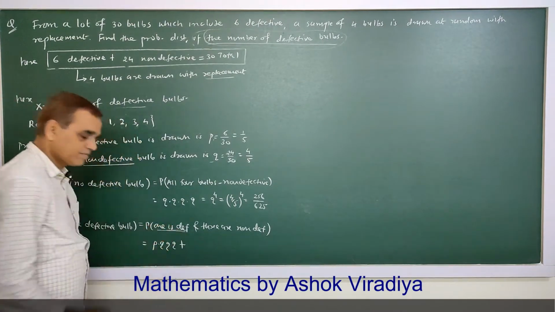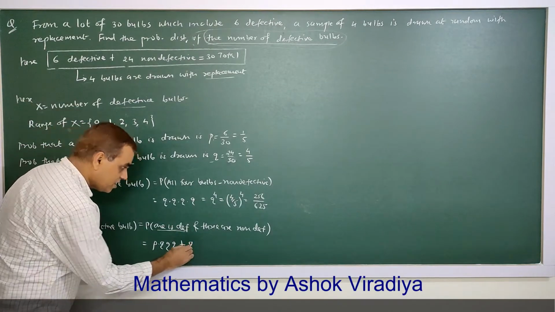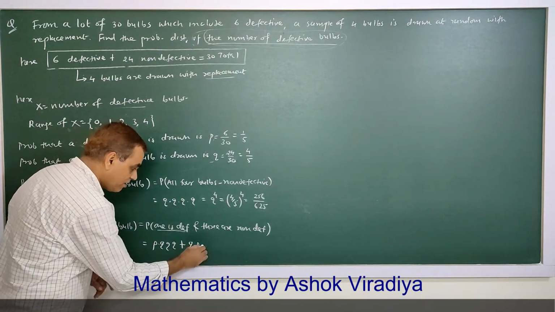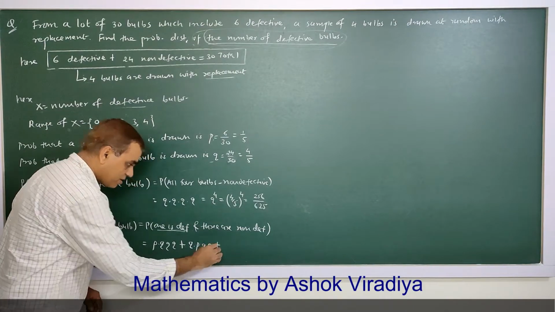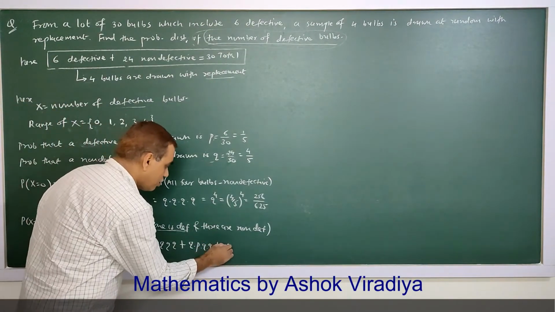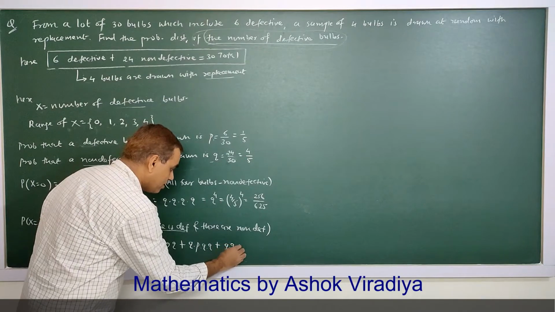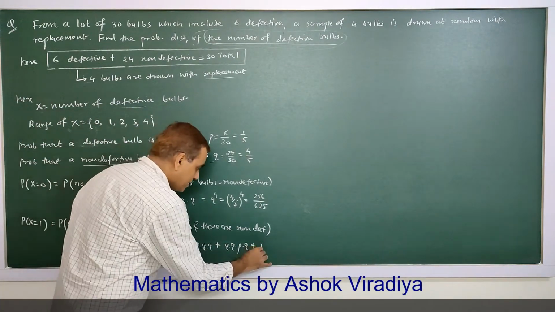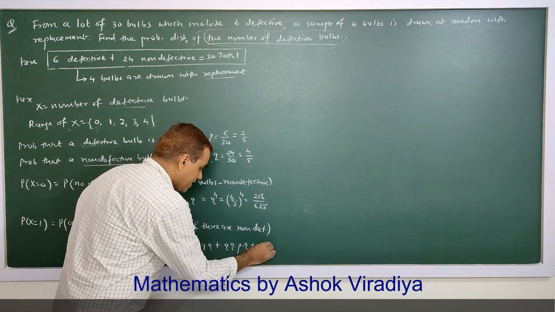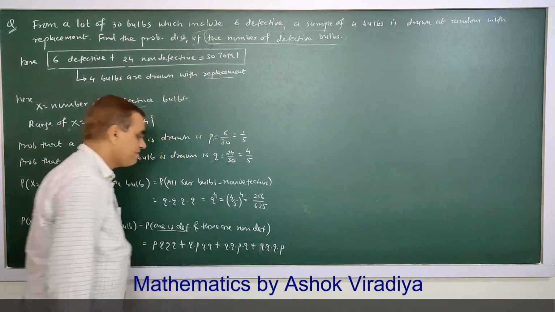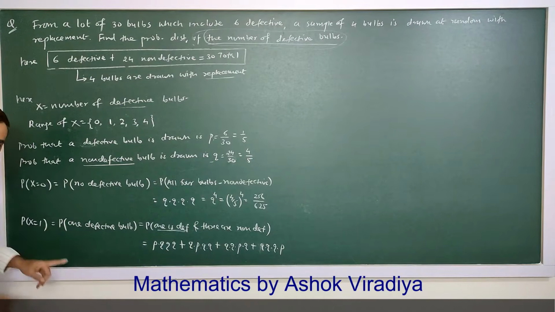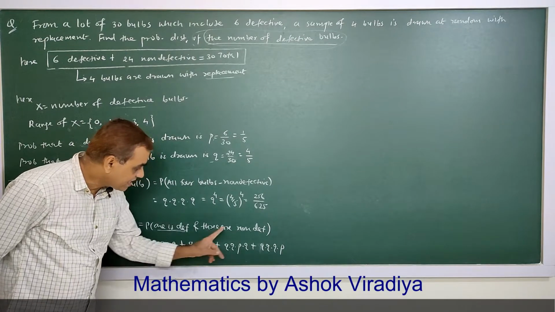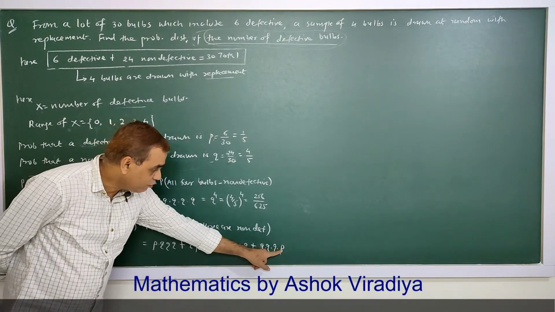Or first bulb is non-defective, second is defective, third is non-defective, fourth is non-defective. Or first is non-defective, second is non-defective, third is defective, fourth is non-defective. Or first bulb is non-defective, second non-defective, third non-defective, fourth is defective. So when one bulb is defective, it can be the first bulb, the second bulb, the third bulb, or the fourth bulb.